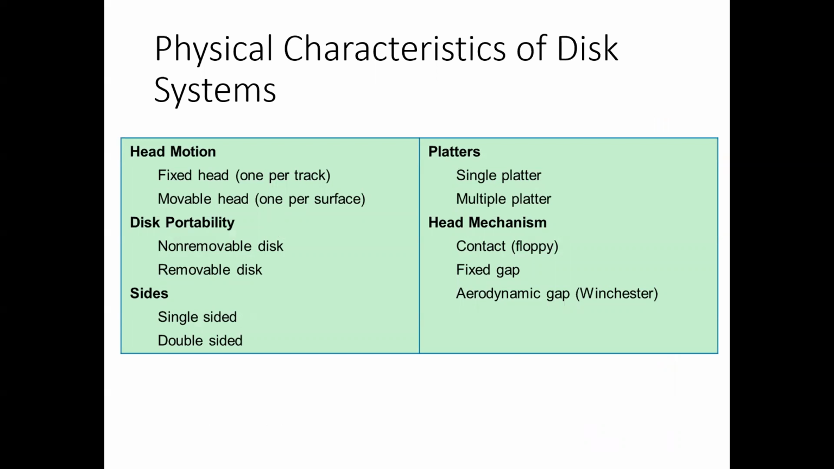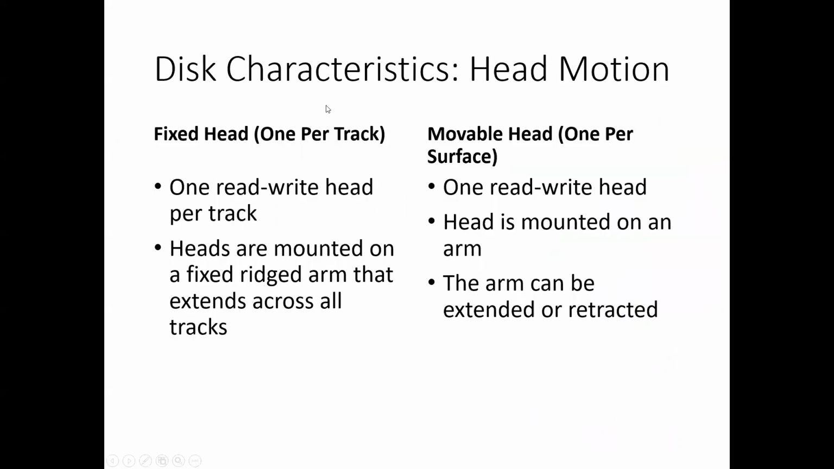So physical characteristics of systems: we can divide disk systems up based on their physical characteristics. We can classify them this way: there's the head motion, disk portability, sides, platters, and head mechanism. And we'll talk about each of these in the coming slides.